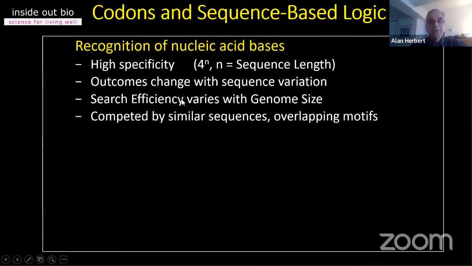The disadvantage is that if you're going to have high specificity by having lots of variation in sequence, then the search efficiency in finding that particular sequence varies with genome size.